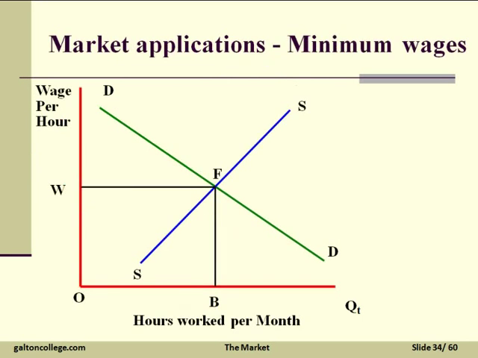Let's have a look at minimum wages, for example. Here, on the vertical axis, is the wage per hour, W, and on the horizontal axis, QT in this case, are hours worked per month. And here's the supply and demand, so we have an equilibrium wage. Now, if the minimum wage is W1, then we are going to have unemployment. The government forces up the wage to W1.